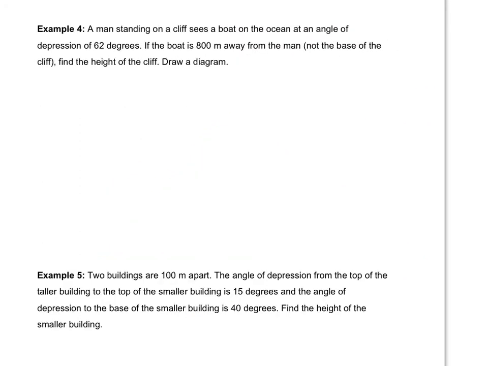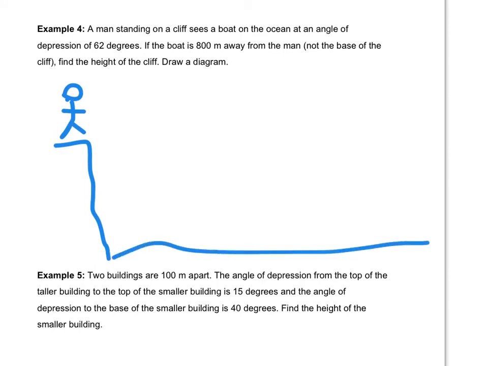Okay, in this case, a man is standing on top of a cliff, and here's our man, and here's the cliff. And out on the ocean somewhere, he sees a boat. Now, don't think of it as being a huge boat. Just think of like he sees a little boat out here somewhere. Now, if the boat is 800 meters away from the man, not the base of the cliff, find the height of the cliff. Okay, so the angle of depression is 62 degrees.